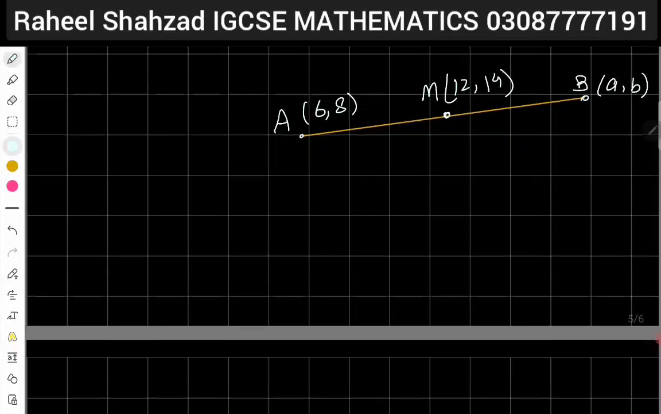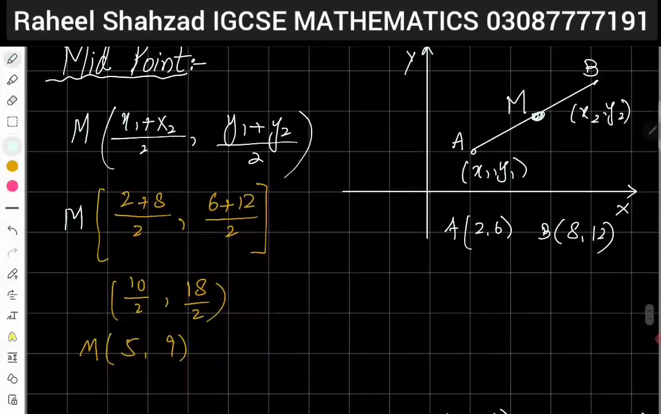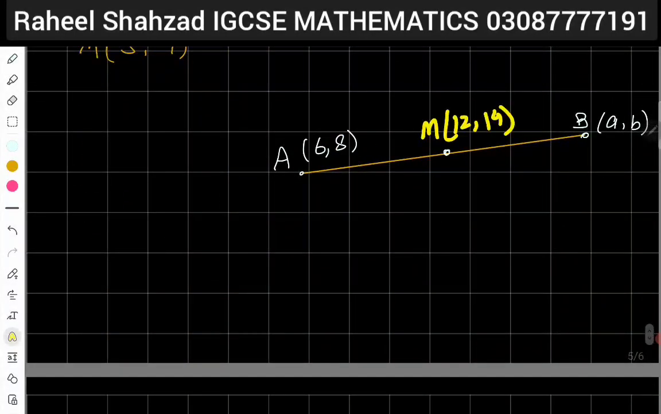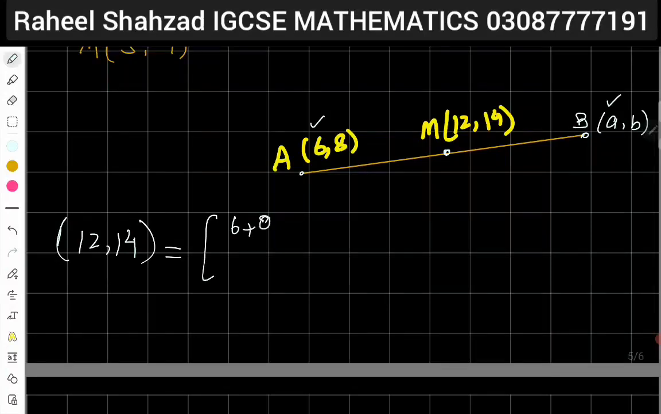So now in previous question they had given us two endpoints A and B, and we were supposed to find out midpoint, right? In this case they have given midpoint, they have given one point and second point is missing. So what we do is you would say, okay, formula for midpoint is 12 and 14 are the midpoint, that is equal to x1 plus x2 by 2, that is equal to 6 plus a divided by 2 and 8 plus b divided by 2.